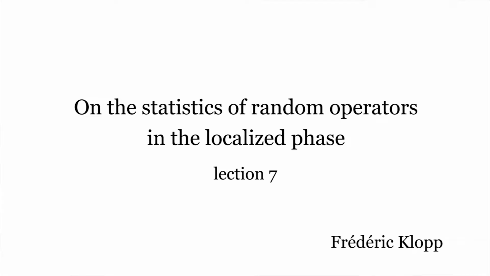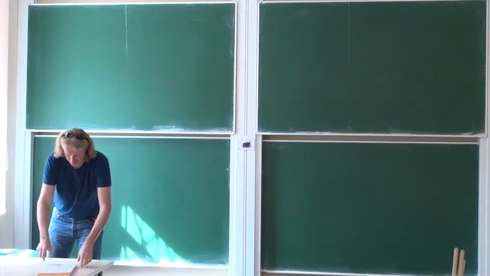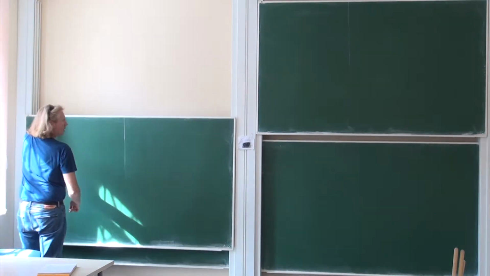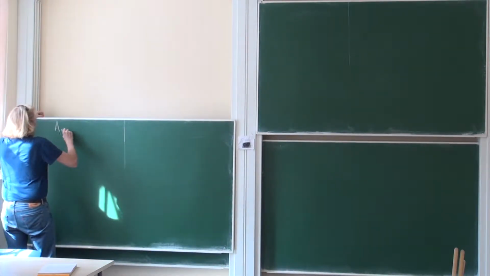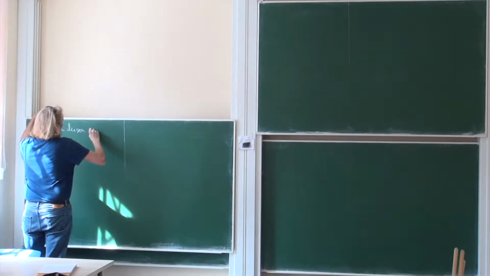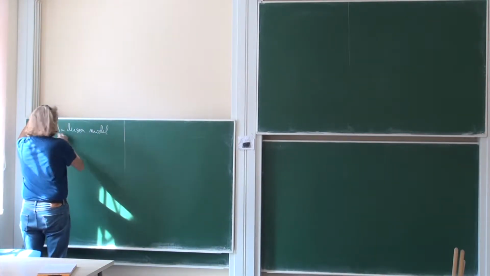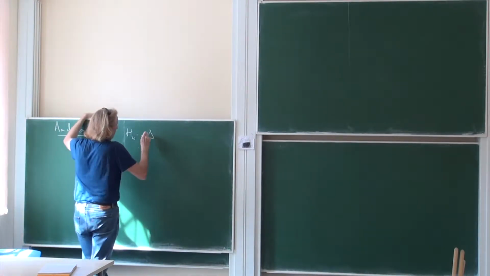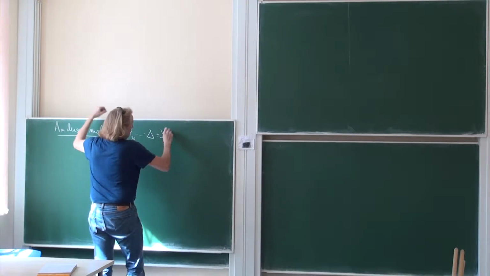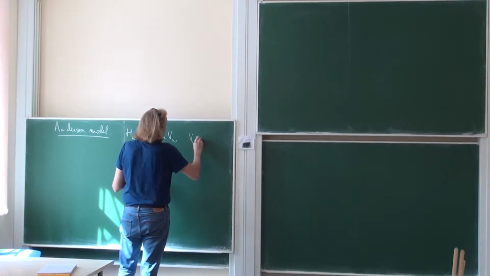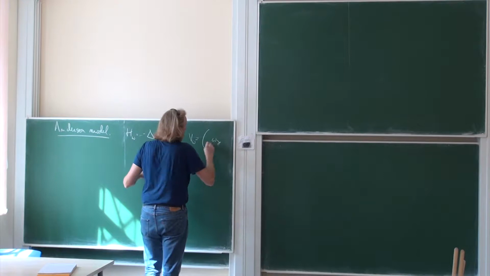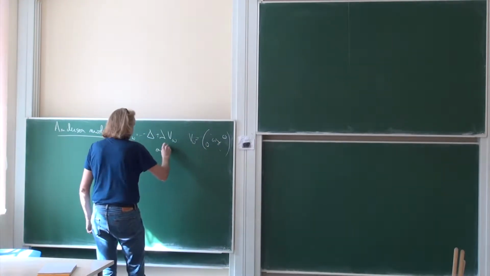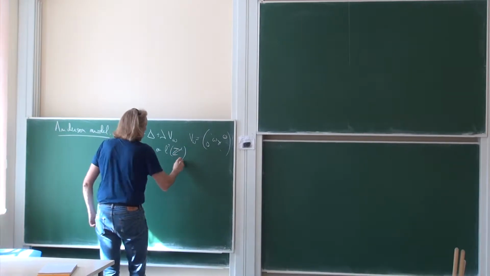So we had proved something actually for the Anderson model at large disorder. We looked at the Anderson model, H omega equals minus Laplacian plus lambda V omega, where V omega, I write it in this way, is omega gamma on the diagonal. So this is on L2 of Z^d.